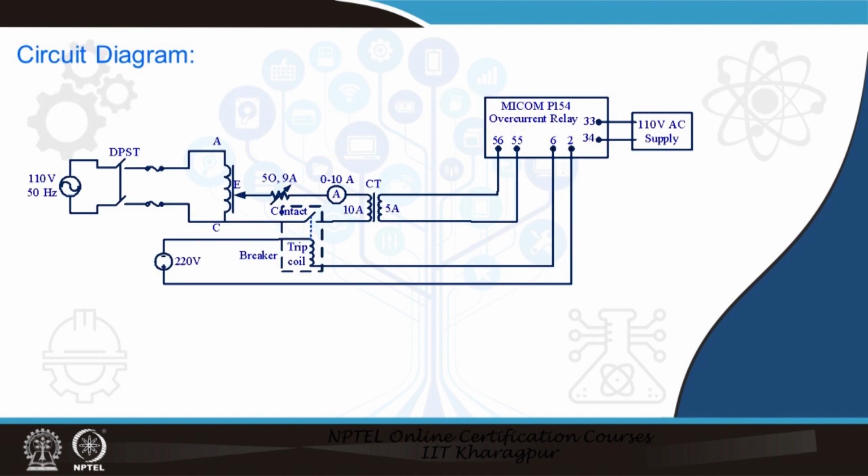Now, we have a circuit diagram where we have a source of 110 volt and then we have an autotransformer. This autotransformer gives us variable voltage single phase output, and then we have a resistor, 5 ohm 9 ampere, through which the corresponding current is being fed from the autotransformer.